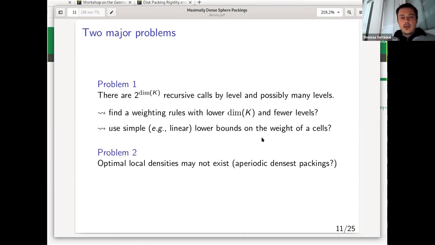The second problem is that I told you that you can define local weighting rules, conjecture some local density inequality, and try to prove it. But maybe there is actually no guarantee that there exists a local density inequality that can prove the optimal density. Why? Because it assumes that the weight of the cells can be given to nearby spheres so that you manage to average the density on some bounded part of your Euclidean plane.